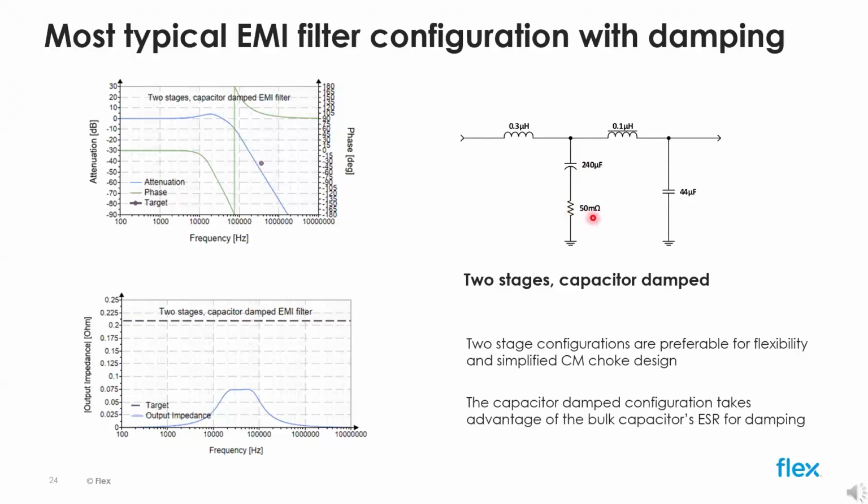The correct ratio between inductances and capacitances and the proper selection of the damping resistor all contribute to a flat output impedance with limited peaking in the attenuation curve. A multi-stage design is more flexible in the choice of the common mode choke, which in a single-stage design would otherwise need to provide all the series impedance mismatch for both common mode and differential mode attenuation.